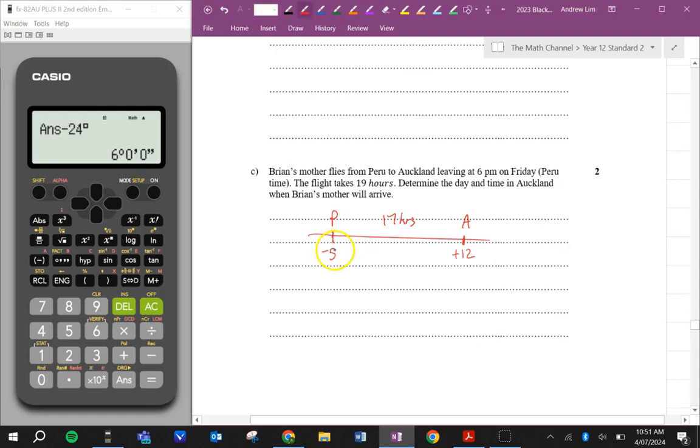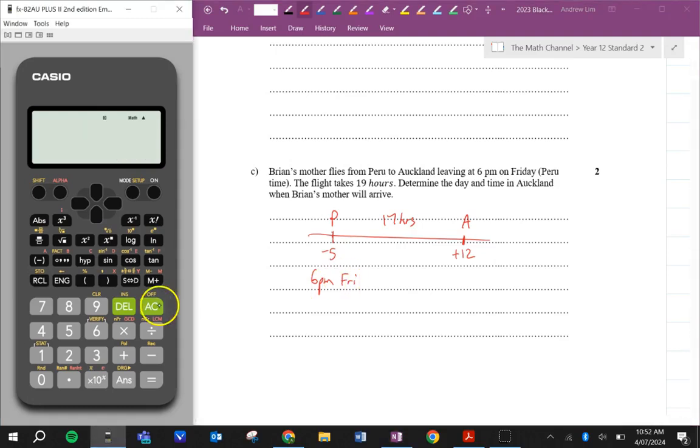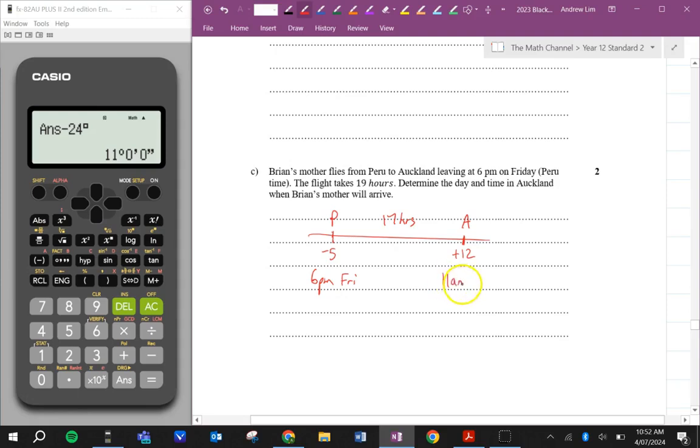So from Peru, leaving at 6 p.m. on Friday. Determine the day and time in Auckland when Brian's mother will arrive. So that 6 p.m. is technically 18 o'clock. We'll add 17 hours just to see what time in Auckland it is when she left. That's over 24 hours, so I'm going to minus 24 hours. That's 11 a.m. So technically, at 11 a.m. the next day, Saturday, because we've gone over midnight, that's when Brian's mother left in Auckland time.